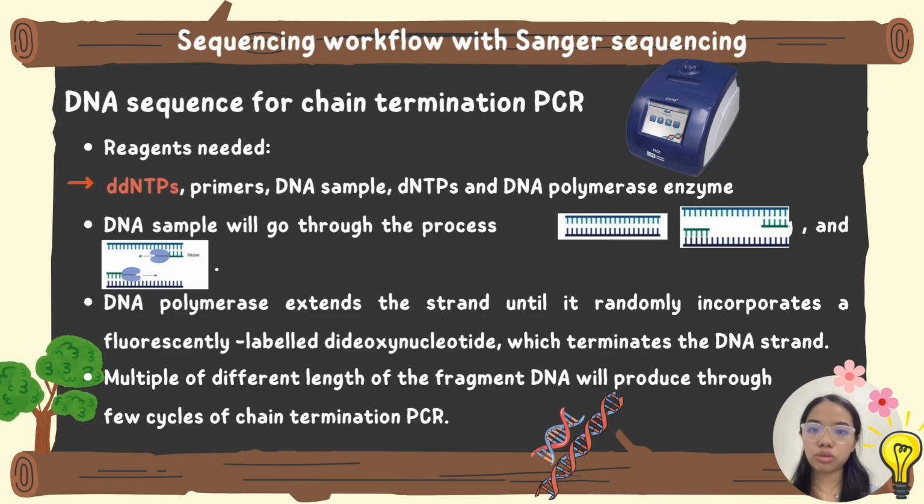The DNA sample will go through the process of denaturation, annealing, and elongation. DNA polymerase extends the strand until it randomly adds a fluorescently labeled ddNTP, which terminates the DNA strand. Multiple fragments of different lengths will be produced through a few cycles of chain termination PCR.